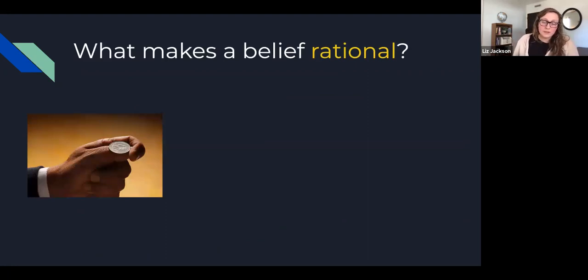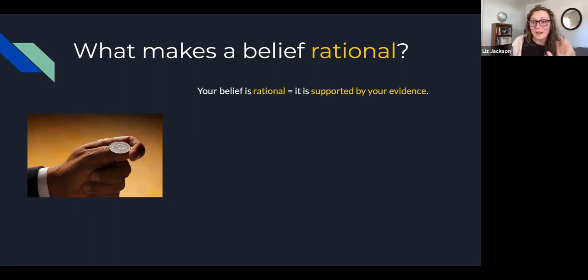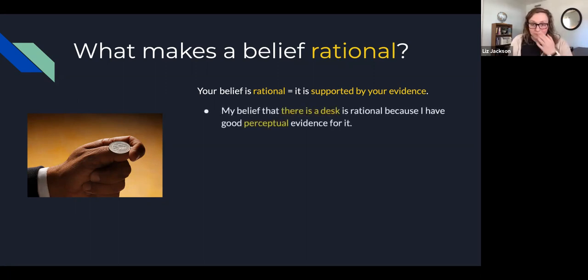Okay, so we've talked a bit about the nature of belief and the implications that has for disagreement. This brings us to, I think, our main topic or question, which is: what makes a belief rational? And the main idea is that a belief is rational when it is supported by your evidence. And here are some examples that I think can show why this is in general a good principle. So my belief that there's a desk right here is rational because I have good perceptual evidence for it. I see it, I feel it, I have good evidence that it's here because of my five senses.